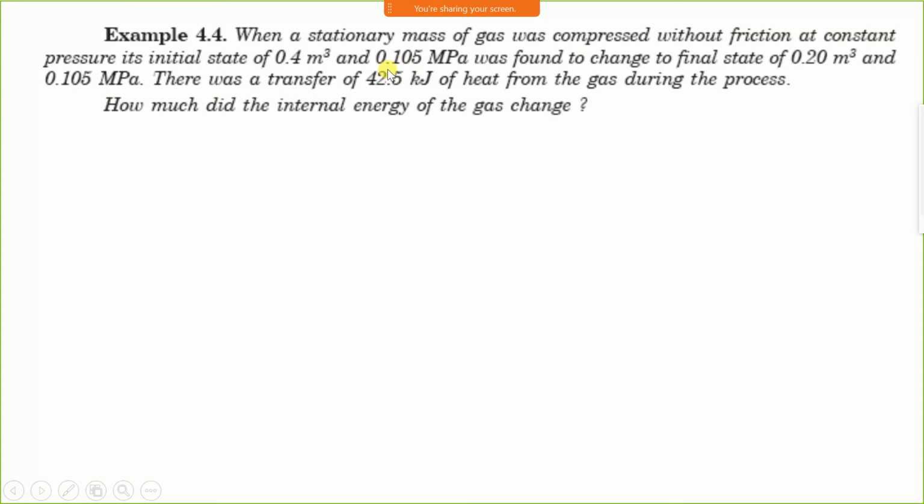This means it is a constant pressure compression process, but the volume decreases. Initially volume was 0.4 meter cube and finally volume is 0.2 meter cube. There was a transfer of 42.5 kilojoule of heat from the gas during the process. Now, from the gas heat is transferred, which means heat is rejected, therefore it is negative. How much did the internal energy of the gas change?